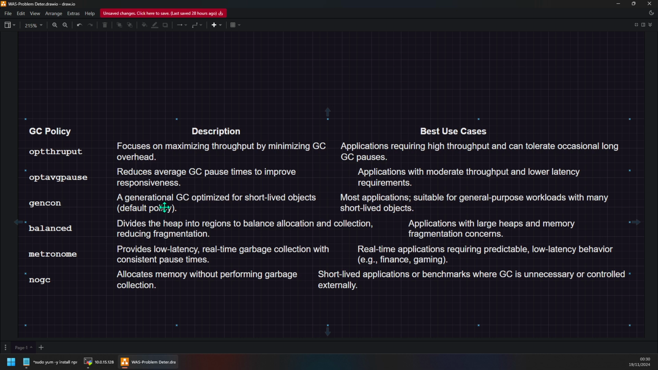tenured space. The advantage is that it is effective for applications which have short-lived objects, and it reduces the cost of collection for long-lived objects because the focus will be on the nursery, and it will be easy if you have the segregation of nursery space and tenured space. Okay, so there is a disadvantage there. You may need to tune your heap size and generation ratio for optimal performance.